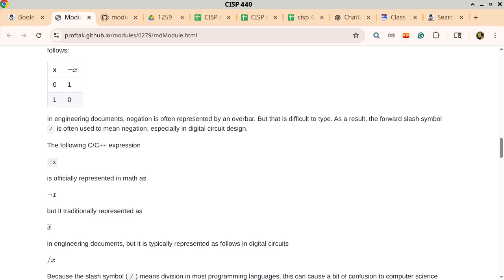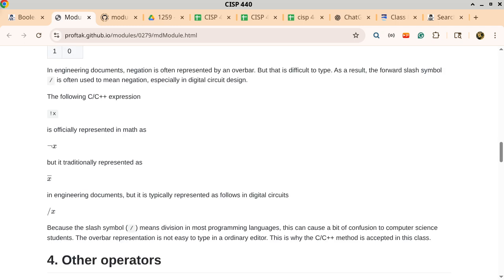Which one do you think is the easiest to type on the keyboard? Exclamation. Yep. The slash is not difficult to type, but it is confusing because it looks like division. When you turn in homework or in an assessment or a test, you should be consistent.